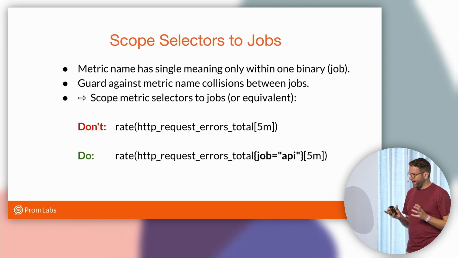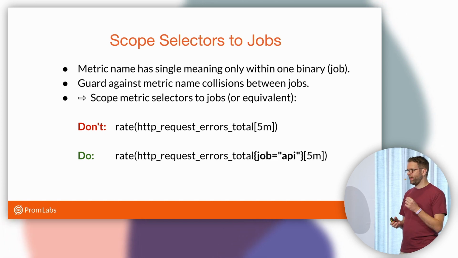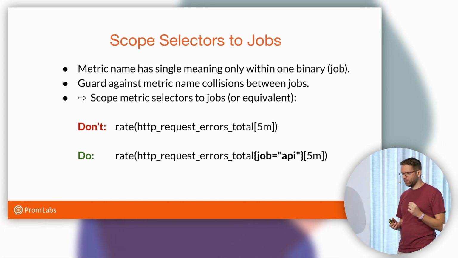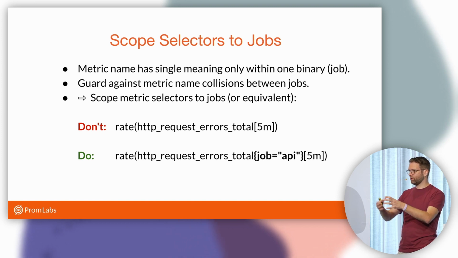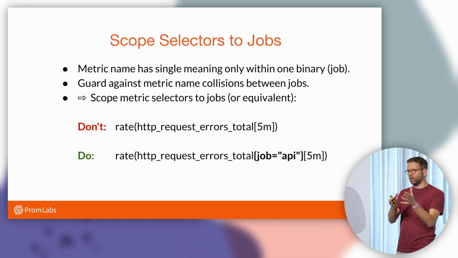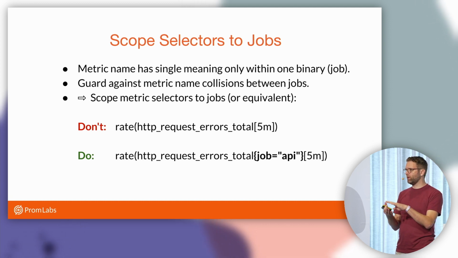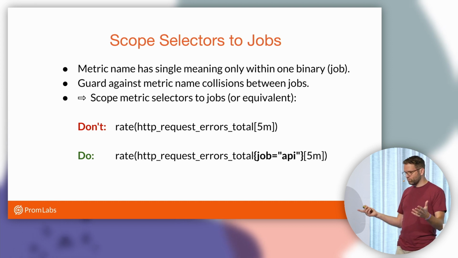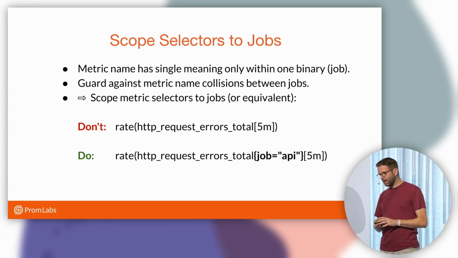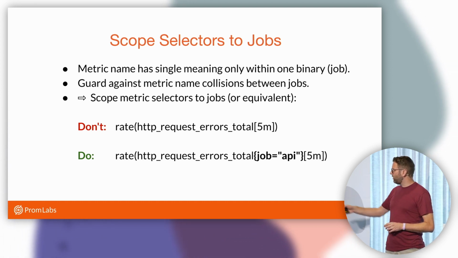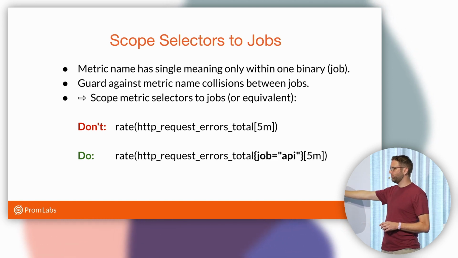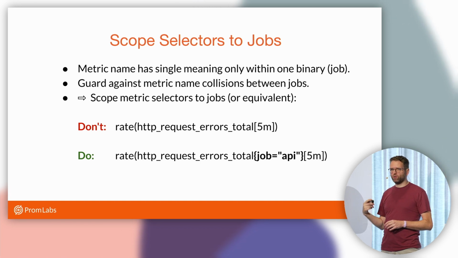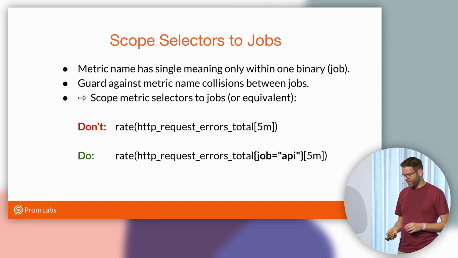The only kind of namespace in which you know that a metric name has exactly one meaning is typically the binary that it is coming from. That's the job in Prometheus. The job is a group of processes that are all the same binary with a similar configuration, usually replicated web services or so. So I would recommend always having some scoping in your selectors in addition to the metric name, just to make sure that you're really only selecting the time series that you are expecting.